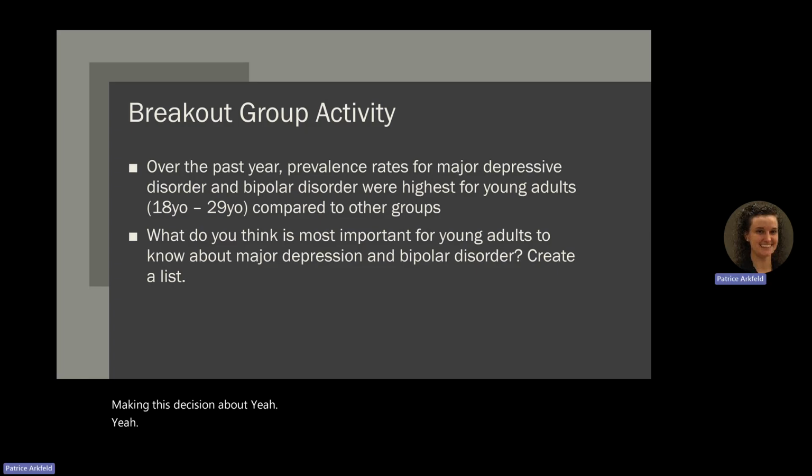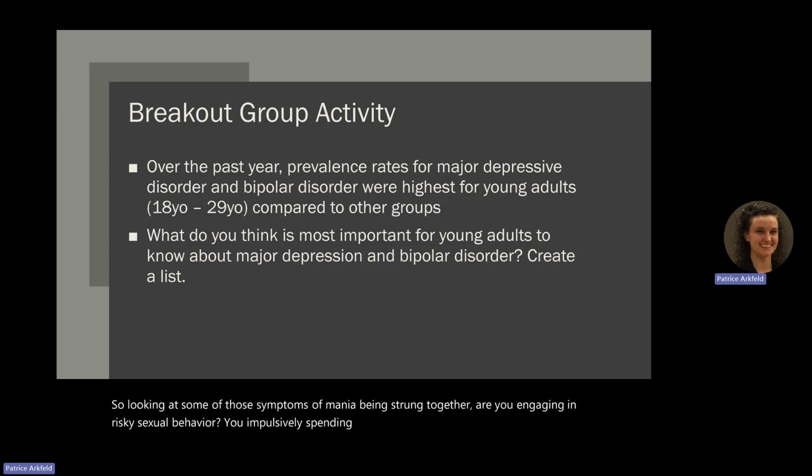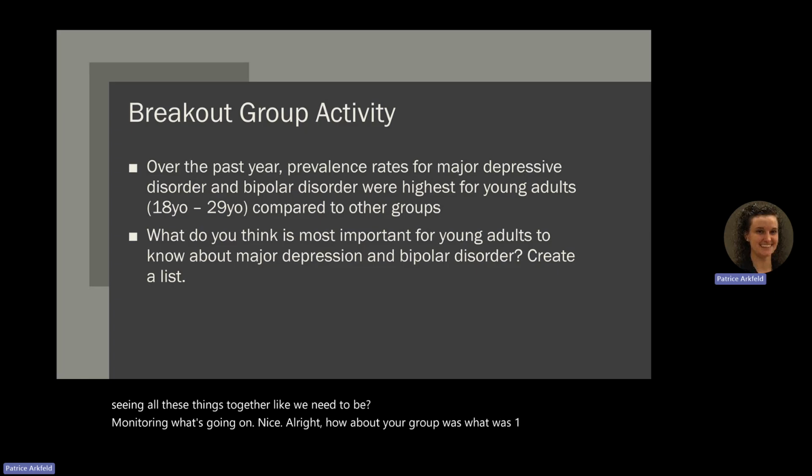Yeah, so looking at some of those symptoms of mania being strung together. Are you engaging in risky sexual behavior? Are you impulsively spending money? Are you making decisions without regard for the consequences to your life? Are you sleeping a lot less, eating a lot less? If we're seeing all of these things together, we need to be monitoring what's going on. Nice. All right. How about your group? What was one that y'all came up with?